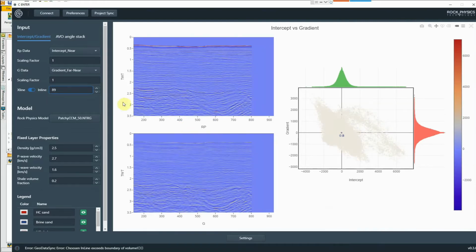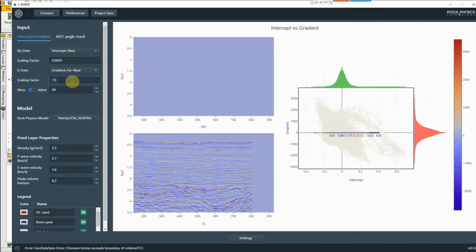The whole point with this tool is to do the scaling of the AVO, and right now we can see that intercept and gradient have too large values. It's at least an order of 1,000 too large. But let's go ahead and just take this down a notch. Let's see if we are getting in the right range here. The purpose of this tool is to scale the AVO from relative values to absolute values.